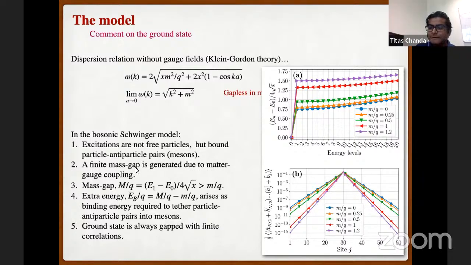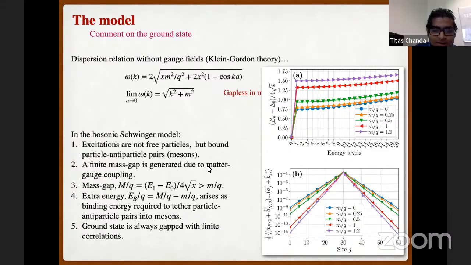Yes, actually. The fermionic Schwinger model in the massless regime, in continuum, is solvable by bosonization. But that is in continuum, so on a lattice, it is not. Okay, thank you.